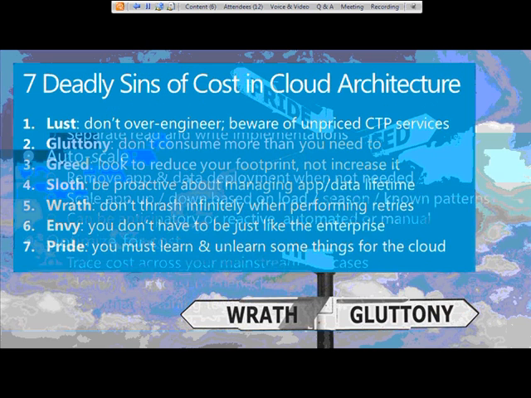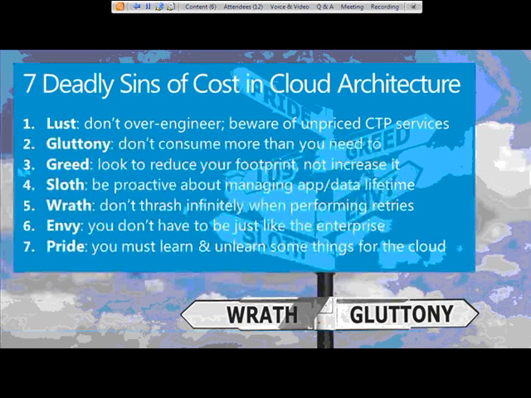So let's summarize this in terms of what I call the seven deadly sins of cost in cloud architecture. First, we have lust. Don't over-engineer what you do. And also, a lot of the cloud services: when I talked about cloud services earlier in cost, I didn't cover all of the services in Windows Azure because many of them are in CTP preview. It's okay to use those, but we don't know what the cost model is going to be or the rates. So from a cost standpoint, you should be a little wary of using unpriced CTP services as a solution.